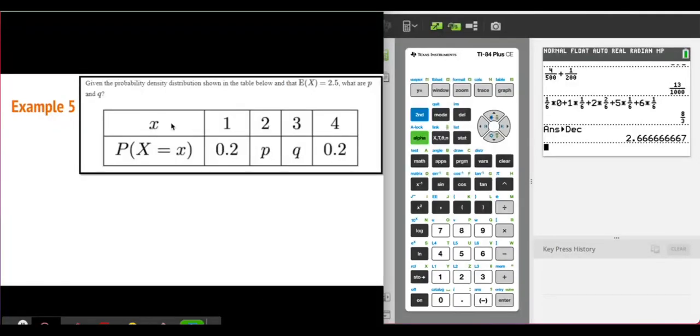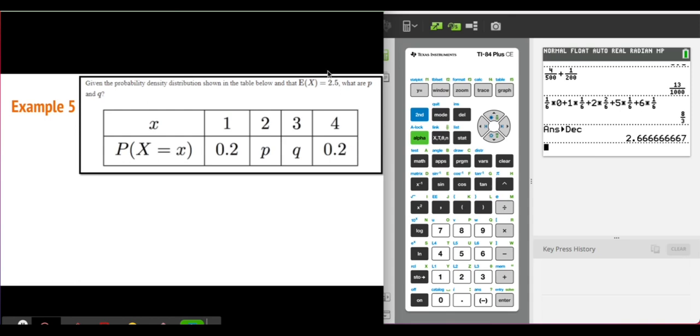And the last example for today, given the probability density distribution shown in the table below, and the fact that the expected value is equal to 2.5, what is K, what is P, and what is Q? Okay, so for this question, we have two unknowns here. Every time we have two unknowns, we should be thinking simultaneous equations, right? Two unknowns, two equations. Well, the first equation we can think about is the fact that our probabilities always need to add up to 1. So if I add up 0.2 plus p plus q plus 0.2, that needs to add up to 1.